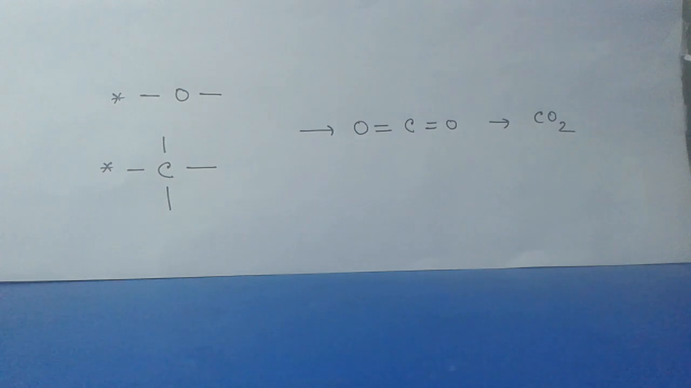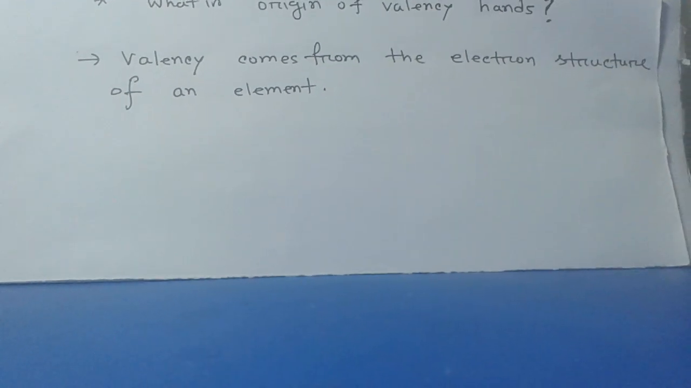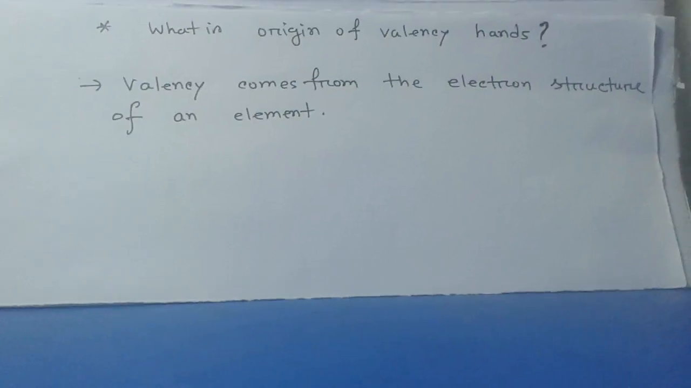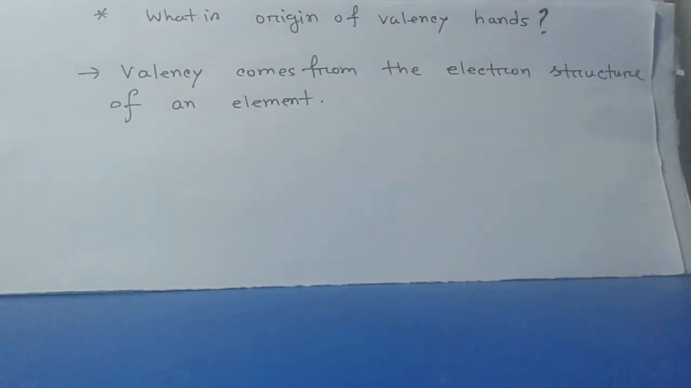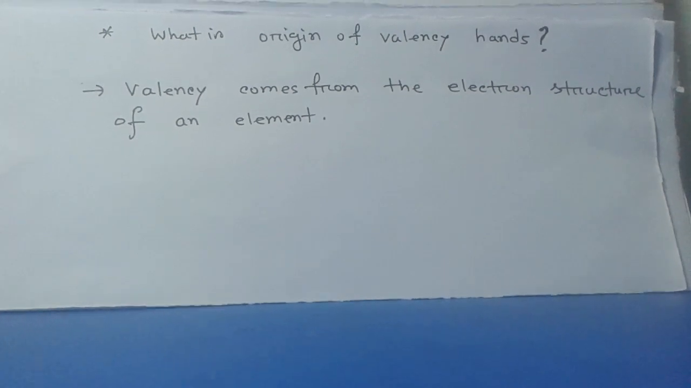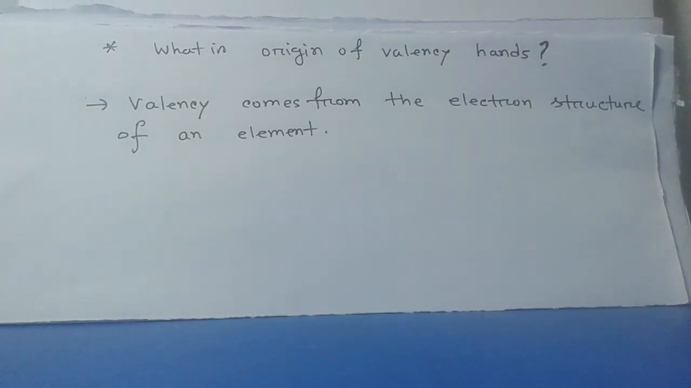Now the question may come to your mind, why does hydrogen have 1 hand, oxygen 2 and carbon 4? What is the reason behind it? And the reason is, the valency actually comes from the electron structure of an atom. The electron structure, you should remember it. We studied about this in chapter 6. We already learned about the electron structure of the elements and also learned that every element wants to gain the electron structure of the inert gases.